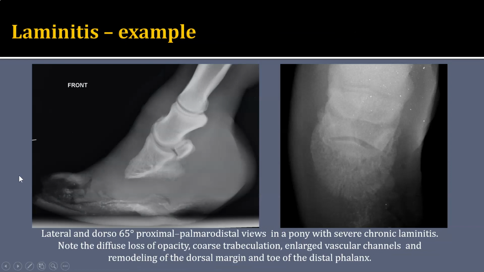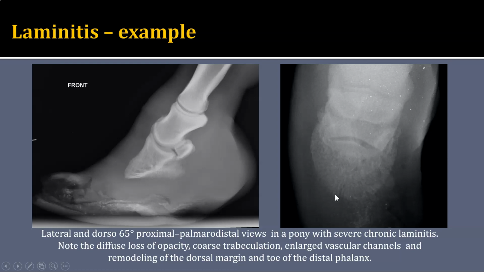Here's an example of a patient that has chronic laminitis. This patient has overgrowth of the hoof, obviously, has a very thick sole as well. This patient also has some lines on the dorsal hoof capsule here. Those would be those founder lines.